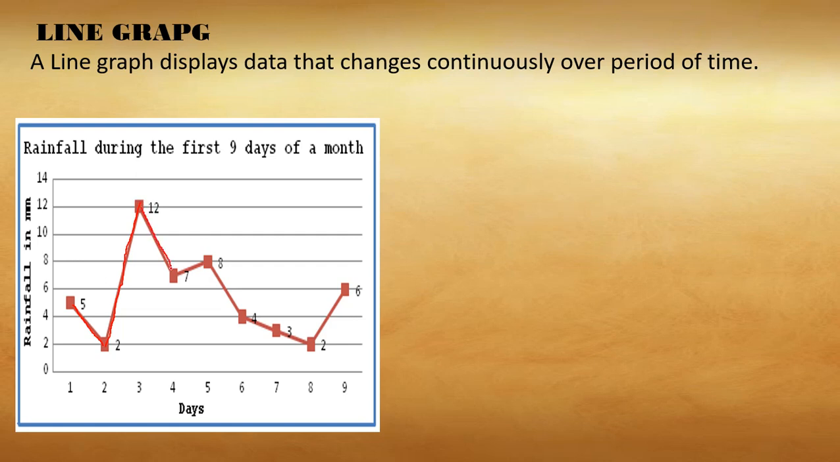So this graph shows the changes in the rainfall over a continuous time period, or we can say this graph shows how the rainfall changes over a period of time, that is, one day. Continuously, one day after another, the rainfall is decreasing or increasing. This is shown by this graph.